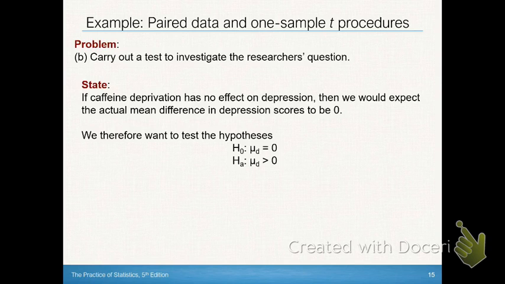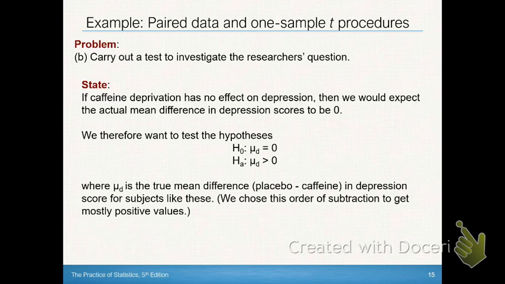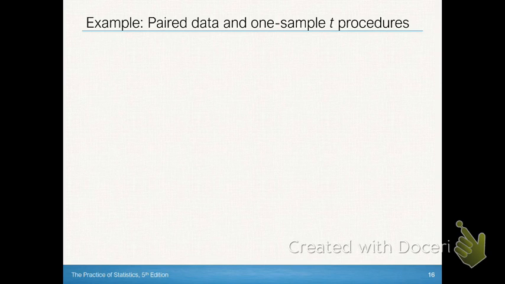So you start with your state step where you are giving your hypotheses. Notice we do change the notation here a little bit. We use a mu sub d, and the d stands for difference. Make sure in your state step you define whether you're doing placebo minus caffeine or caffeine minus placebo, similar to what we did when we had two groups. And remember, we can pick any alpha we want, but 5% is the most common.